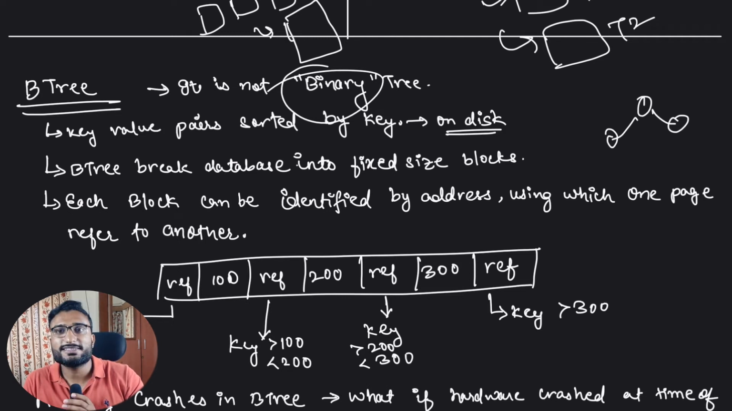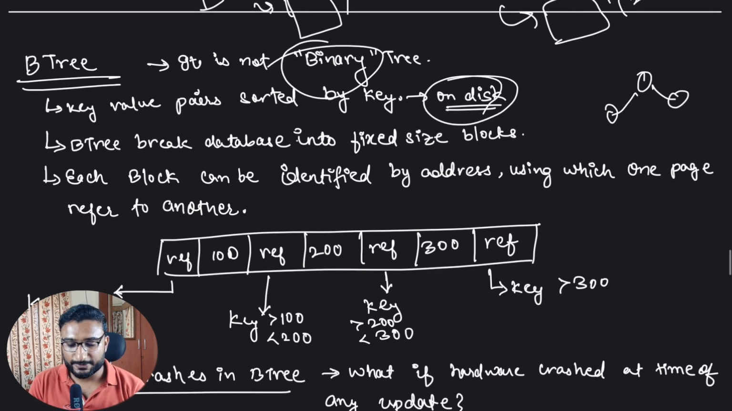Now what is B tree? So here as well we are keeping key value pairs sorted by key on disk basically. B tree breaks the database into fixed size blocks. We will talk about it right now. Each block can be identified and addressed using a page, where one page refers to another.